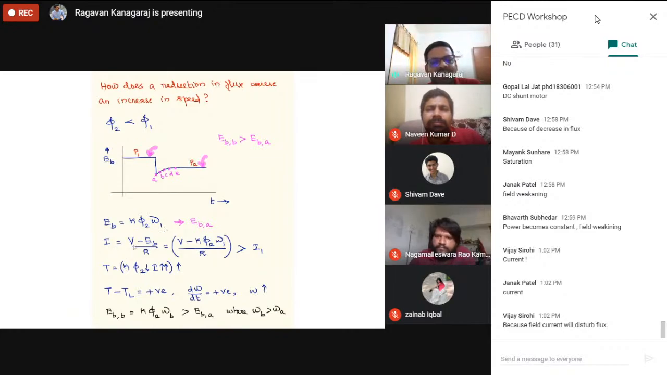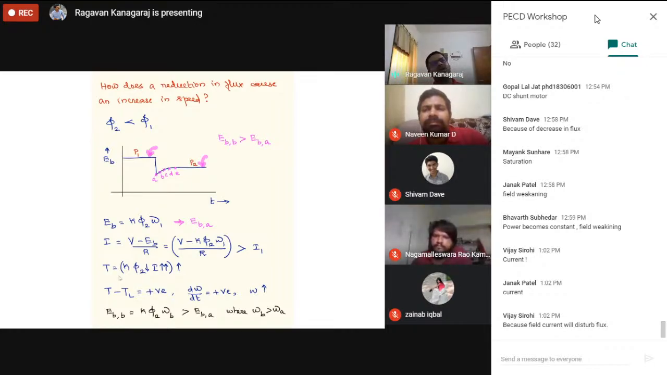Now current is equal to terminal voltage minus back EMF divided by the resistance. Back EMF is K phi 2 omega 1. Since this back EMF is a lesser value, whatever current you get, that current is greater than the earlier current. And next is torque. Torque is K phi I. Flux, you have reduced. Current has increased by itself because of this equation.